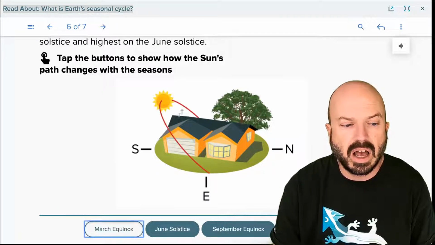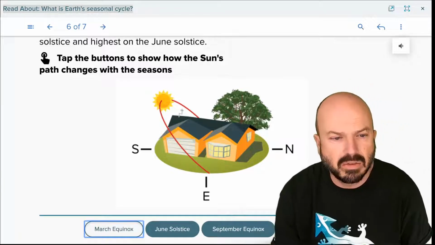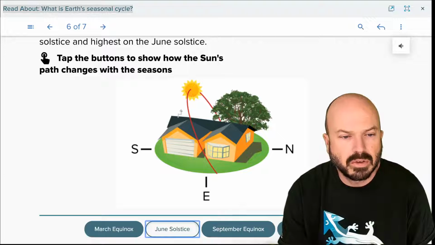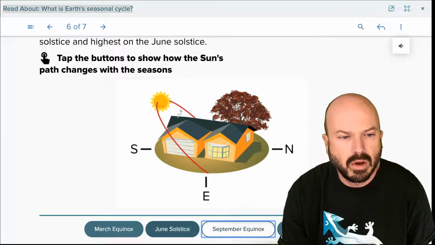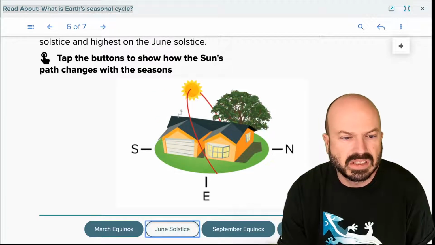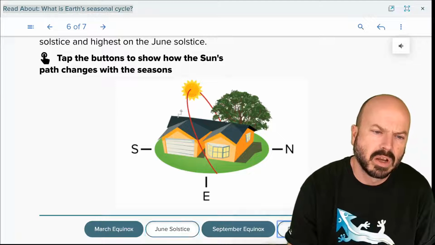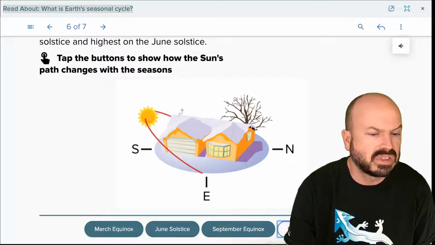Let's click on these buttons. Okay, so in the March equinox, see where it is. That's pretty south. Oh, it's a little further north. Oh, wait. The equinoxes are in the same spot. And then if the June solstice is the highest up, what do you think the December solstice is going to be? Ooh, the furthest down.